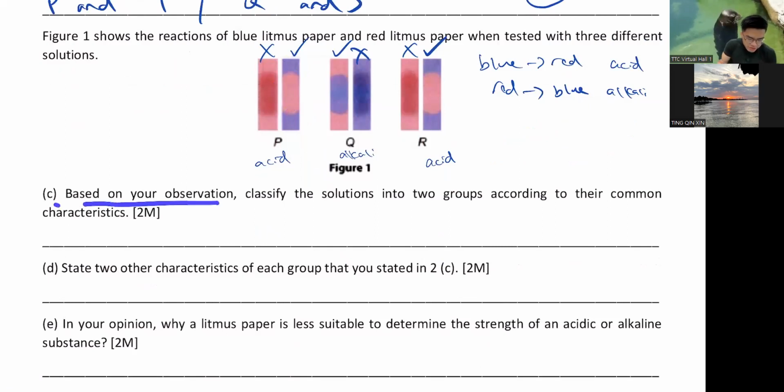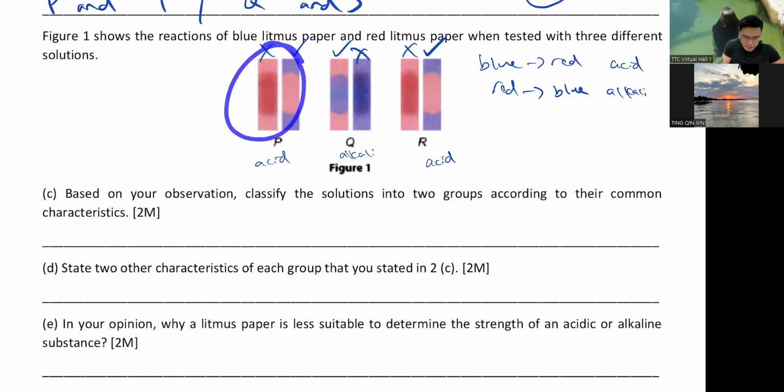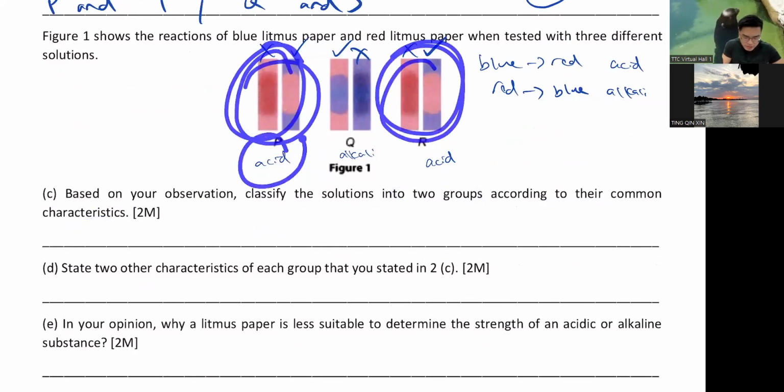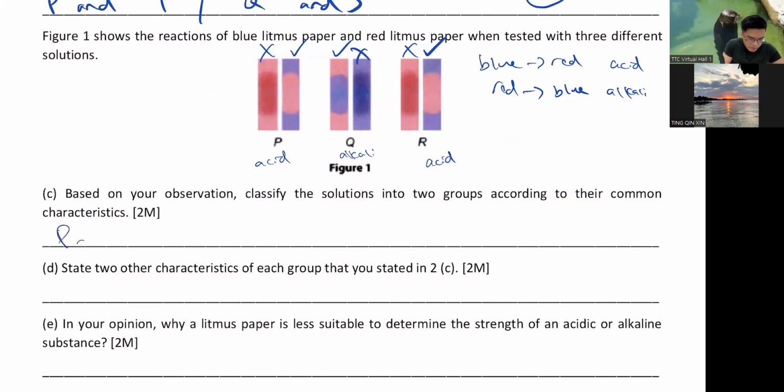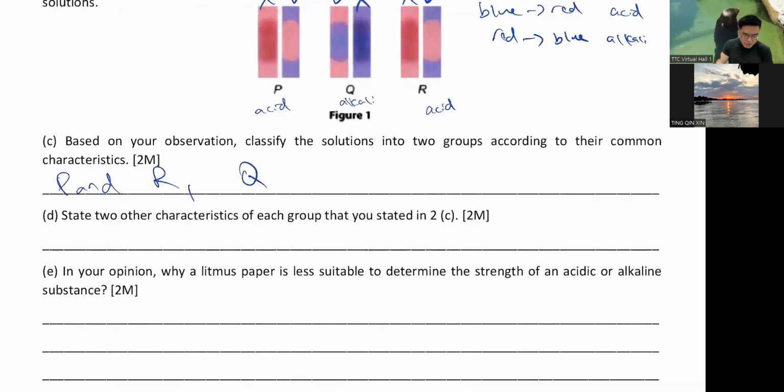So C, based on your observation, classify the solutions into two groups according to their common characteristics. Which ones belong in one group? P and R have the same observation, both are acid. So P and R are in the same group, and Q is in another group, because of the different color change.